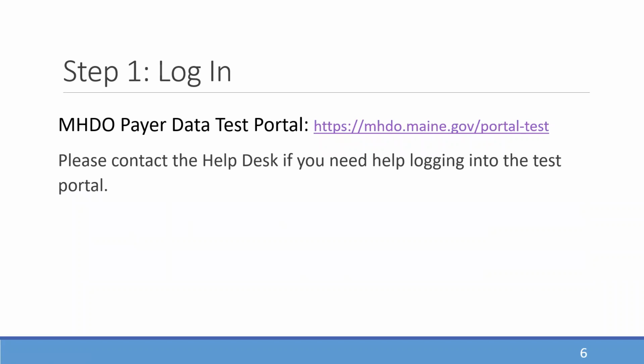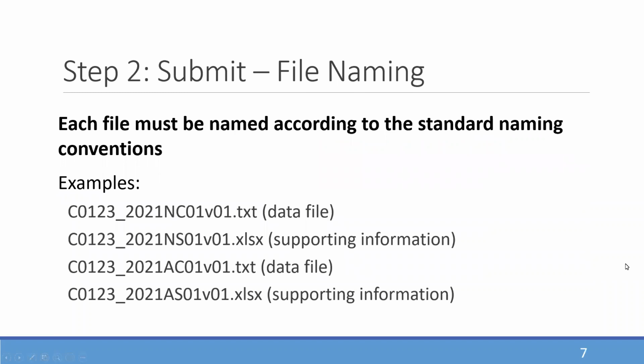So again, the first step is to log in. We've got the link to the test portal provided on the screen. And if you have any problems, please contact the help desk. In part of your submission preparation, you'll need to follow the standard naming conventions for these new files. We've provided some examples here on the screen for both the data files and the supporting information files.